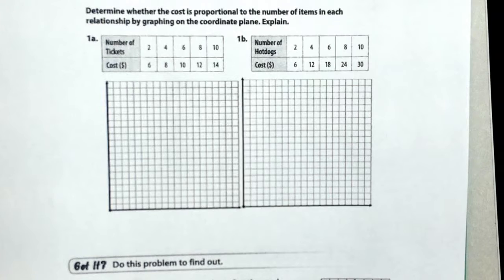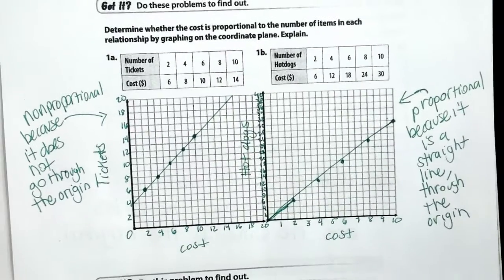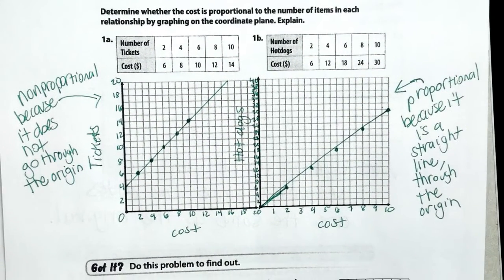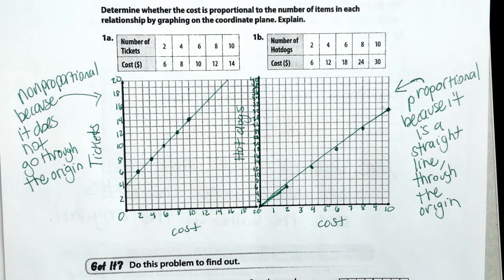So here are some examples, and I already have this done. I'm going to show you my completed versions just to kind of make the video go quicker. So it says determine whether the cost is proportional to the number of items in each relationship by graphing on the coordinate plane. You will have to do this on your homework.